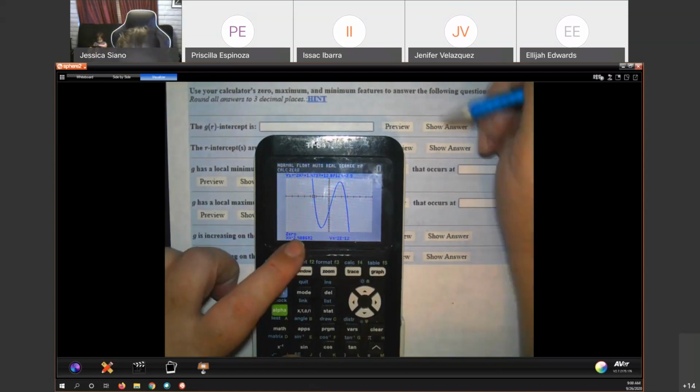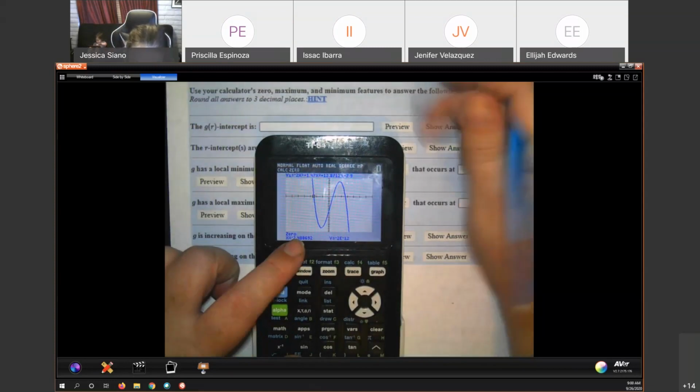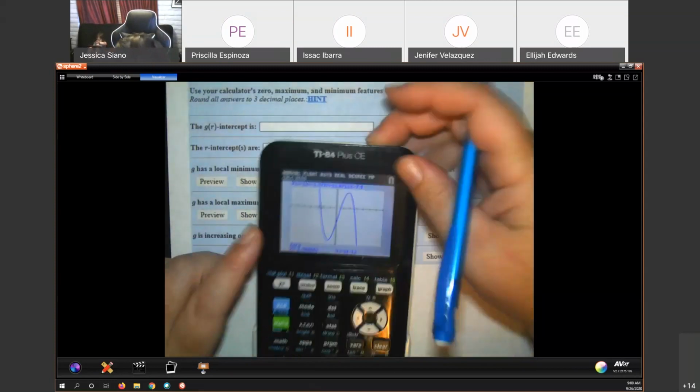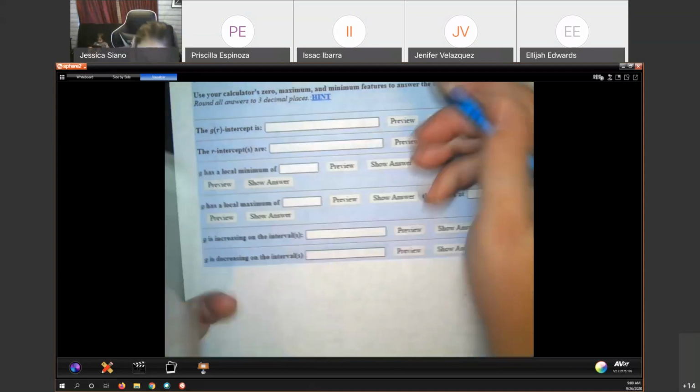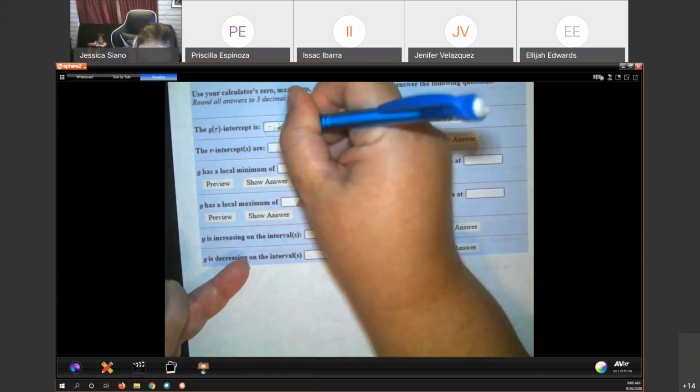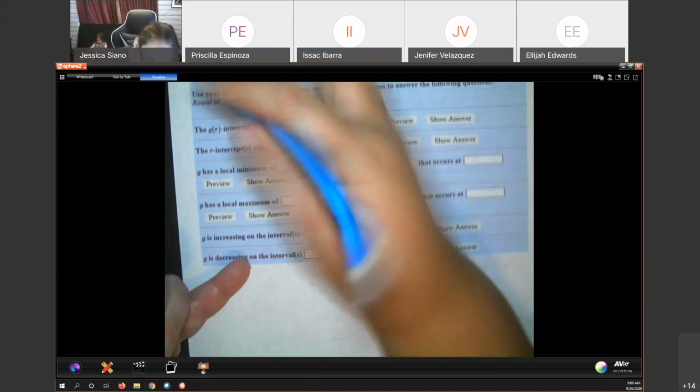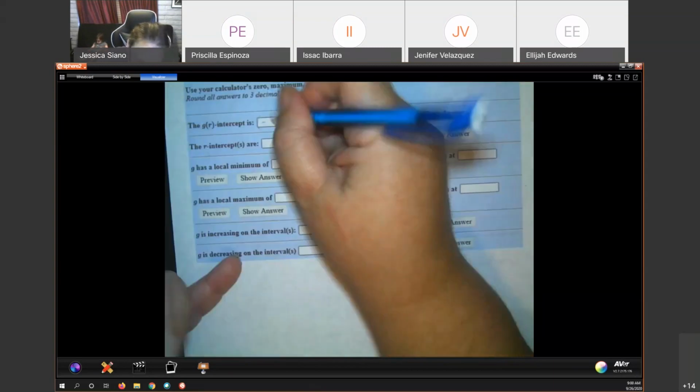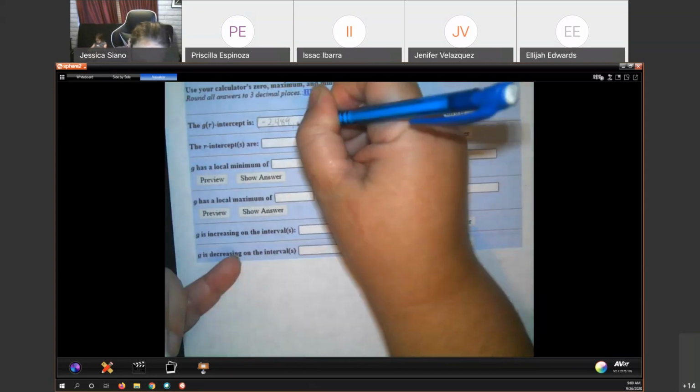How many decimal points do they want? 3. So 0.2489. Negative 2.489.